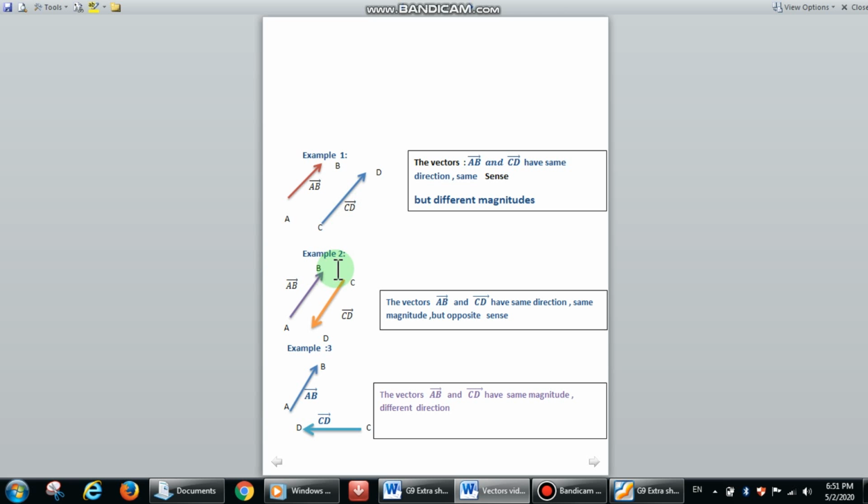For example 2, vectors AB and CD have the same direction, they are parallel, they have opposite orientation, so they have opposite sense, but they have the same magnitude. For example 3, the two vectors AB and CD have the same magnitude, but they have different directions since they are not parallel.